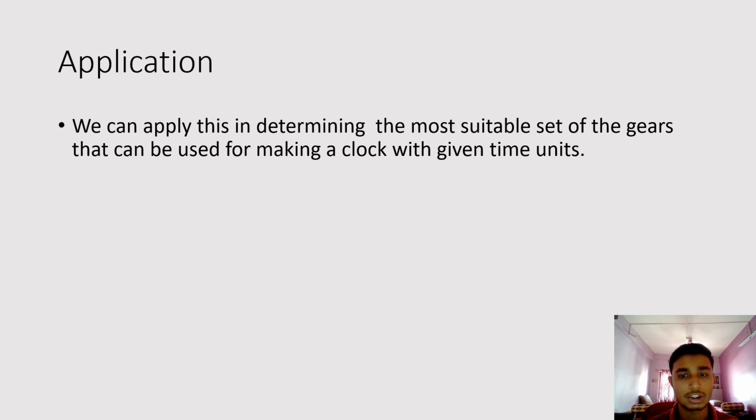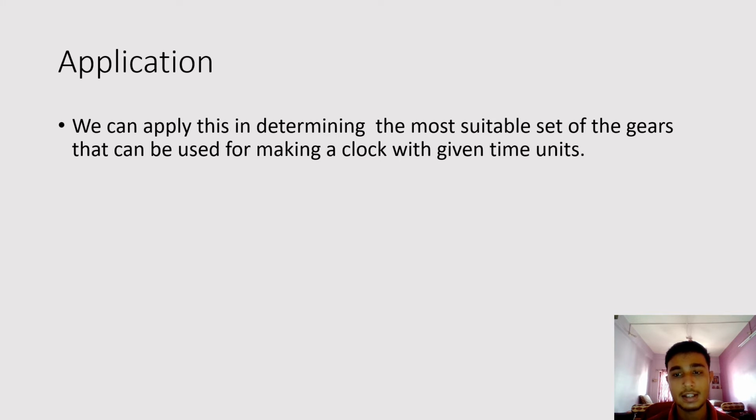Now we'll discuss its application. Why have we discussed this Stern-Brocot tree and the median concepts? The reason is that it has application in determining the most suitable set of gears that we can use for making a clock with a given unit of time. We may come across a ratio which is not possible to be factorized and so we can't implement it using a gear train, or rather it is not possible even using a larger number of teeth. So we can approximate this ratio with another one so that it can be factorized and so that its error is minimum. For that we can apply this Stern-Brocot concept.